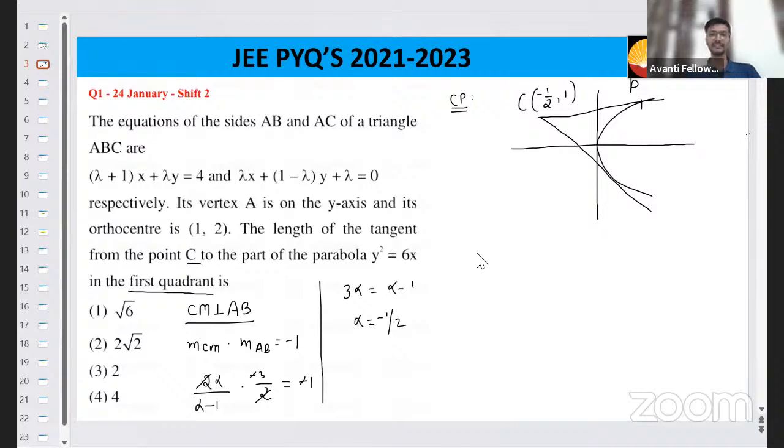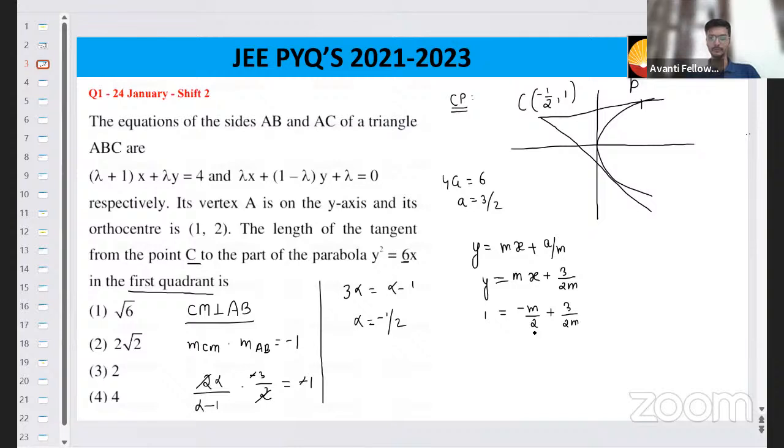So for point P, let us write the equation of tangent. It will be y equals mx plus a by m, right? So what is a? The parabola is y square equals 6x, so 4a is 6, so a is 3 by 2. So y equals mx plus 3 by 2m. Now this tangent passes through C (minus half, 1), so let us substitute it here. 1 equals minus half m plus 3 by 2m.